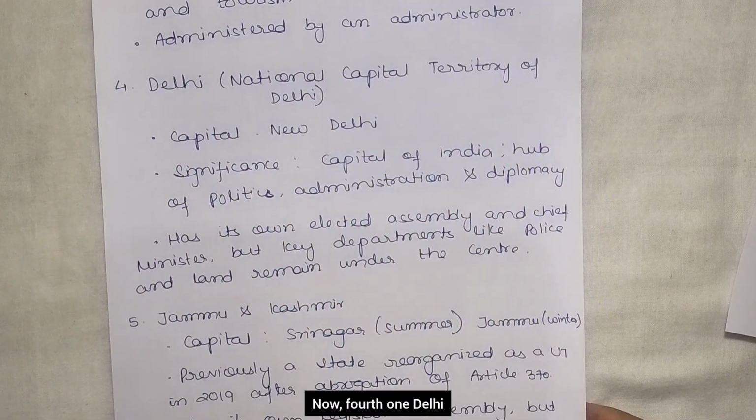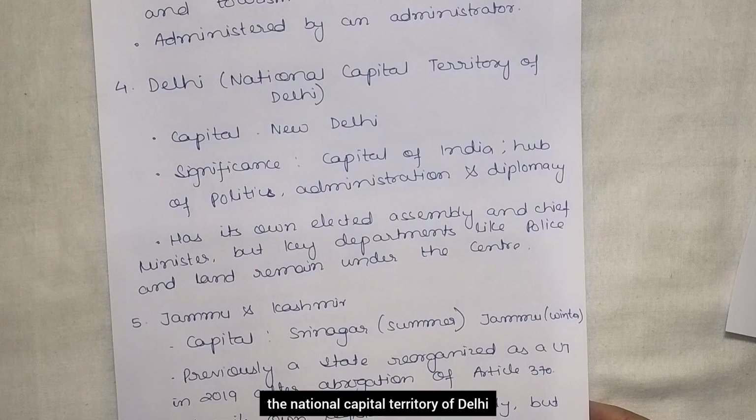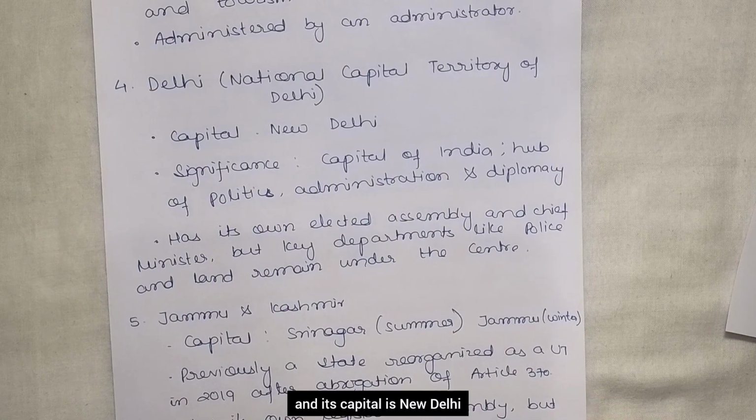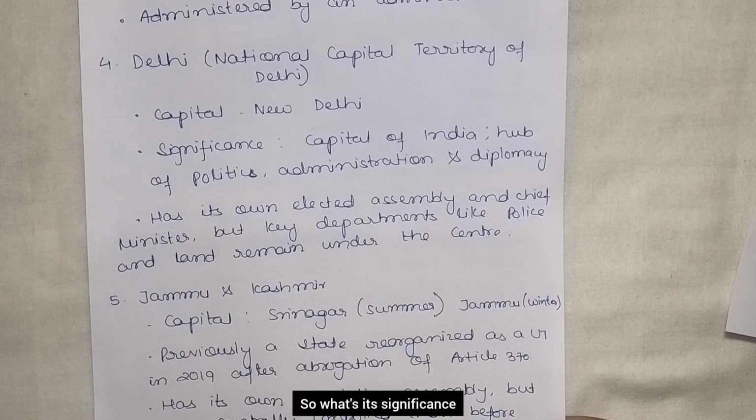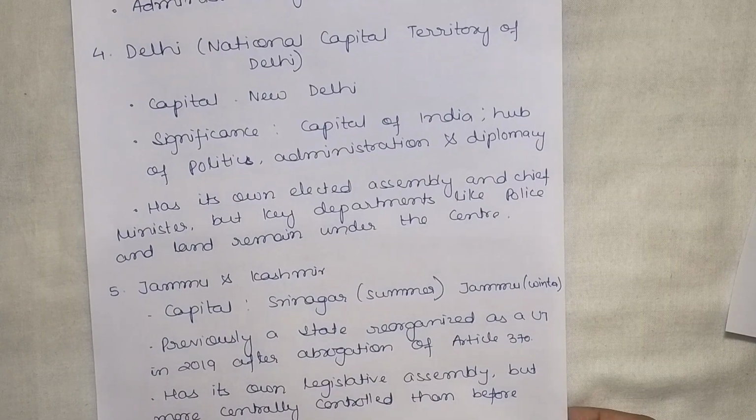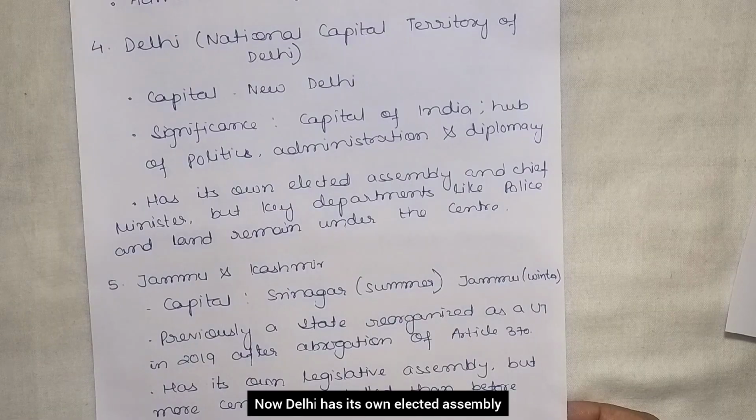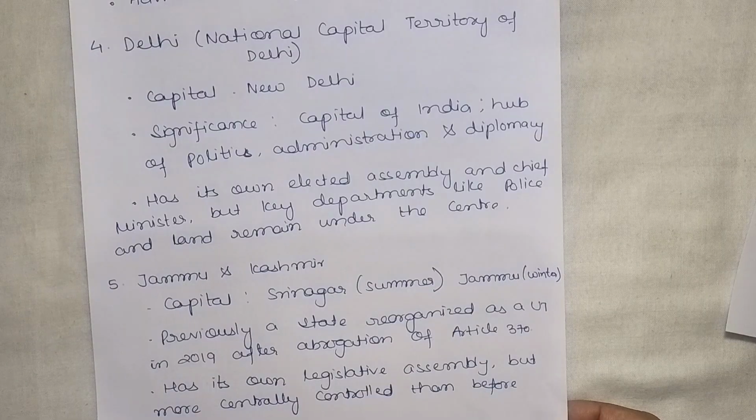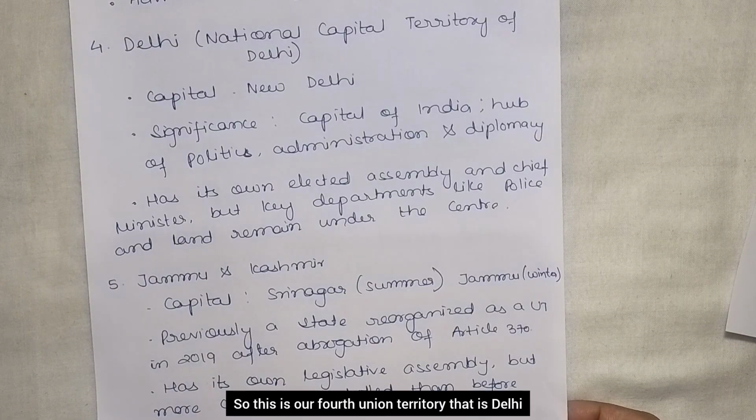Now, the fourth one, Delhi, the National Capital Territory of Delhi, and its capital is New Delhi. What is its significance? It is the capital of India, a hub of politics, administration and diplomacy. Delhi has its own elected assembly and chief minister, but key departments like the police and land remain under the center, right? So this is our fourth union territory, Delhi.